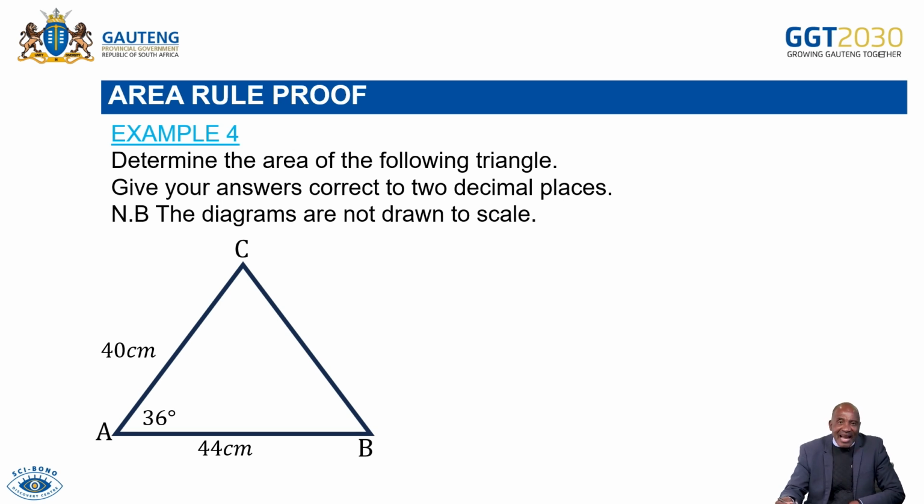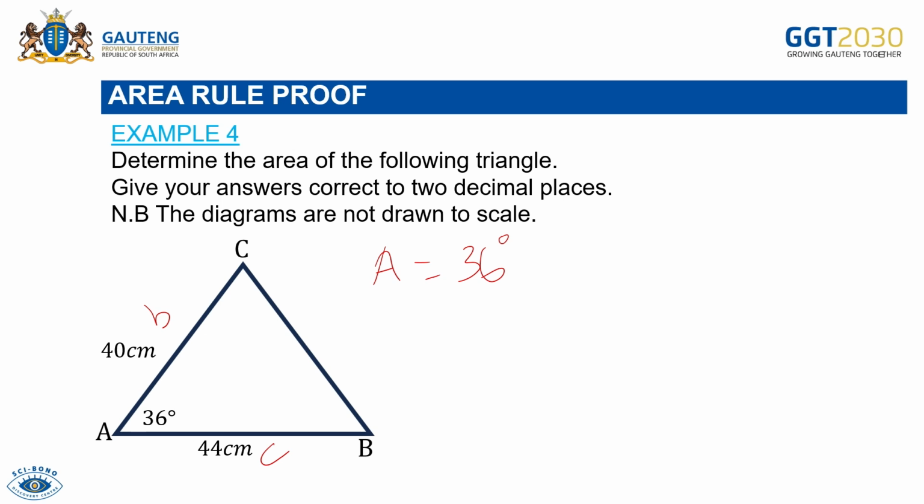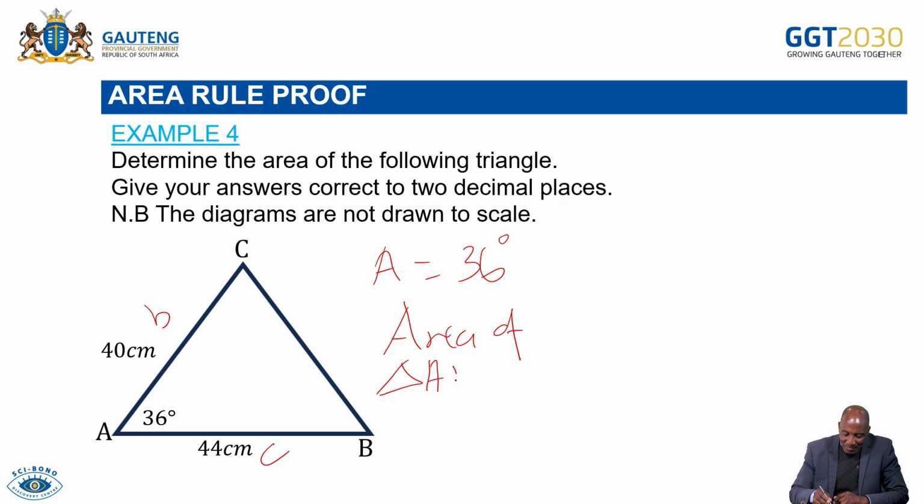If I look at this diagram as an example, to find the area, there is no perpendicular height you can see, we only see lateral heights, 40 centimeters and 44. Otherwise, the given angle is 36 degrees. How would you proceed to find the area of that triangle? So the first thing first, you have to write down your formula. Area of triangle A, B, C.